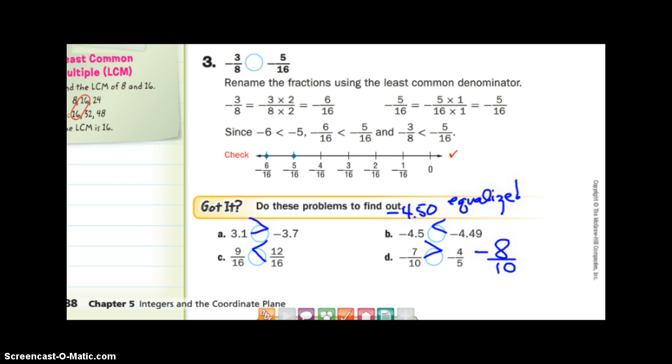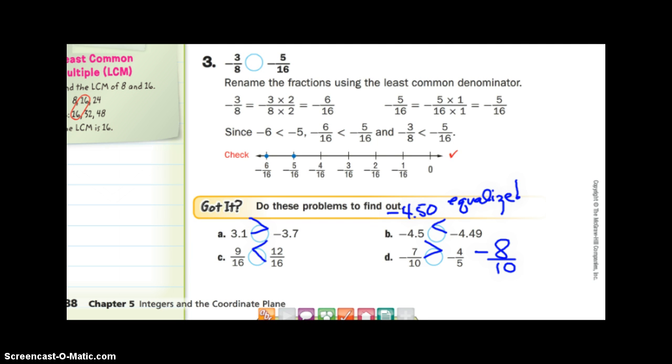All right, check your answers. Did you get what I got? A, 3.1 is greater than negative 3.7. C, 9/16 is less than 12/16. Next column. B, negative 4.5 is less than negative 4.49. Let's talk about that particular problem.